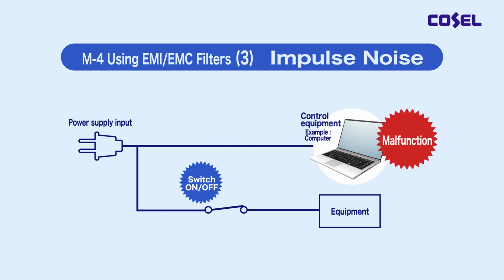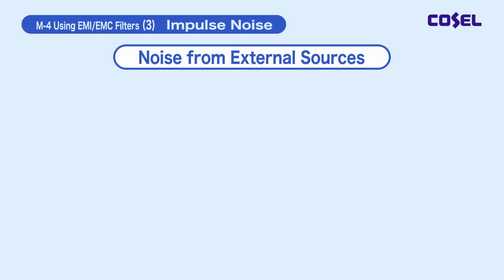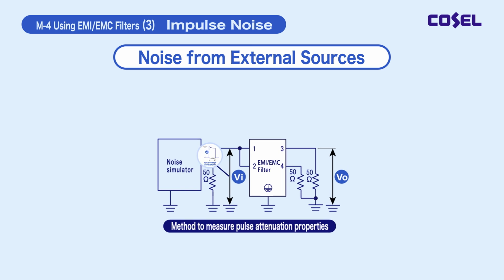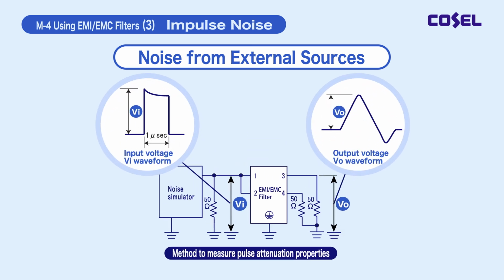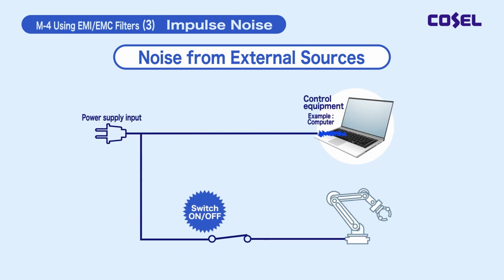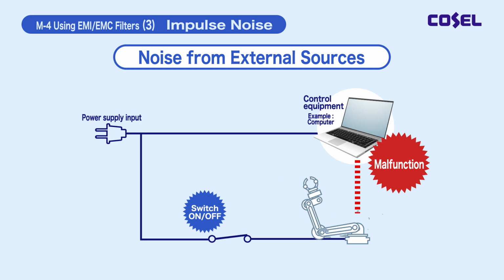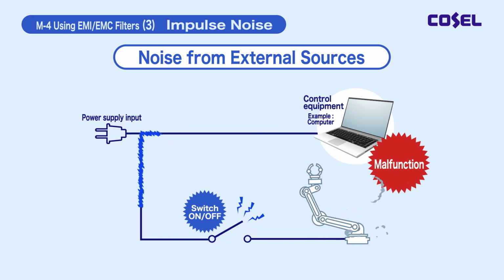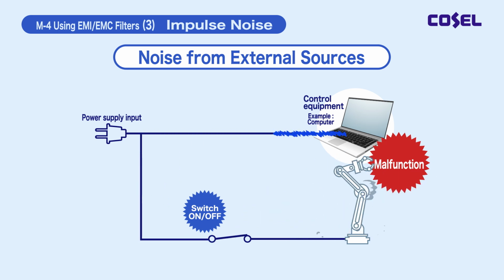Now let's talk about how to deal with external impulse noise. External impulse noise refers to noise generated when motor loads and high-power devices are switched. Impulse noise is characterized by short pulse widths and high voltages, and may cause malfunctions if it enters control equipment.